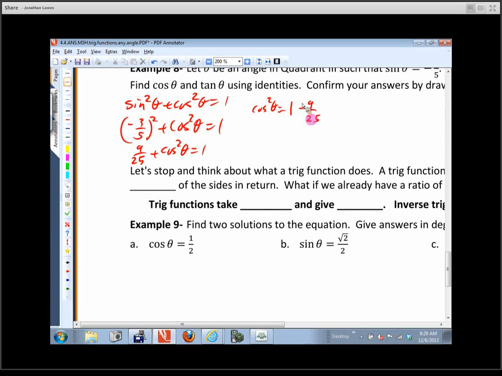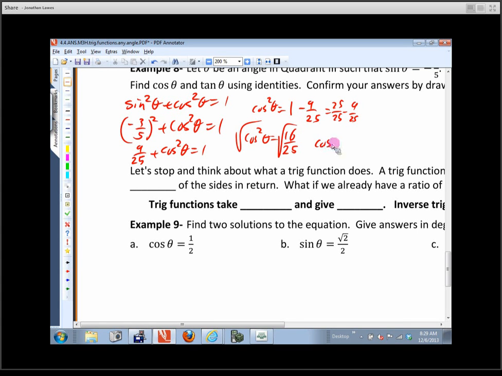And then what do I need to do here to combine these? Common denominator, right? Okay, I'm going to make this 25/25 minus 9/25. What do we end up with? 16/25. Why is that a good thing? Because they're both perfect squares, right?